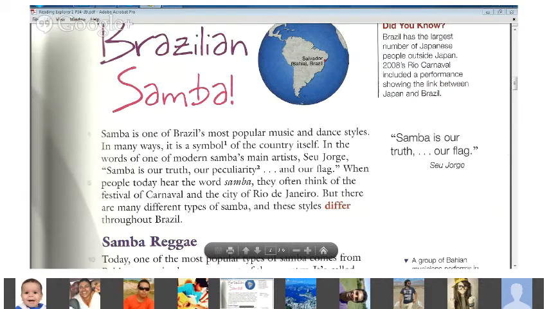Okay, so samba is one of Brazil's most popular music and dance styles. In many ways, it is a symbol of the country itself. In the words of one of modern samba's main artists, Seu Jorge, samba is our truth, our peculiarity, and our flag. When people today hear the word samba, they often think of the festival of Carnival and the city of Rio de Janeiro. But there are many different types of samba, and these styles differ throughout Brazil.